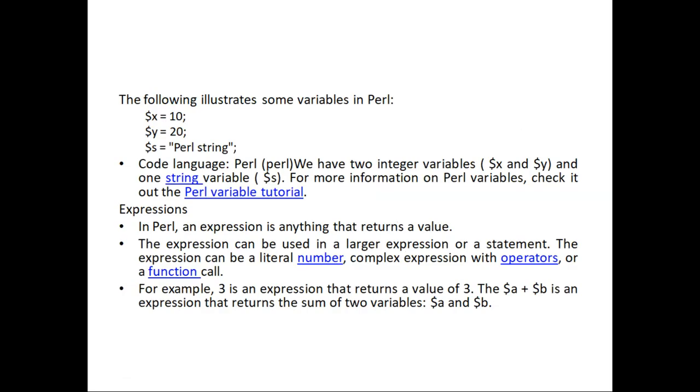For declaring a variable, we start with the $ sign: $x, and assign with equals, $x = 20. This is the assignment operator. At the end, a semicolon. $y = 10, $s = "Perl string". This is a string. In this Perl code, we have two integer variables, $x and $y, and one string variable. $x is an integer variable, $y is an integer variable, and $s is a string variable. For more information on variables, you can check the Perl variable tutorials. Anyway, I will be explaining all these things in my next slides.